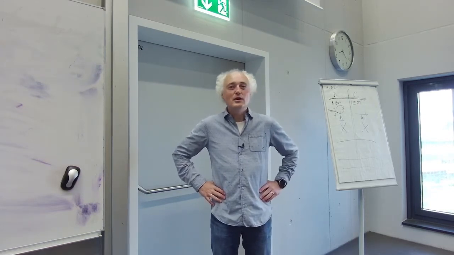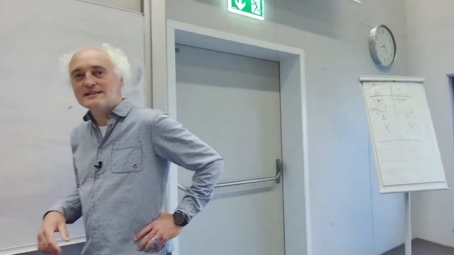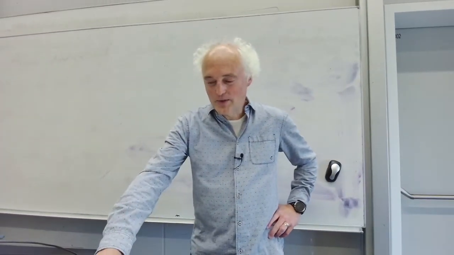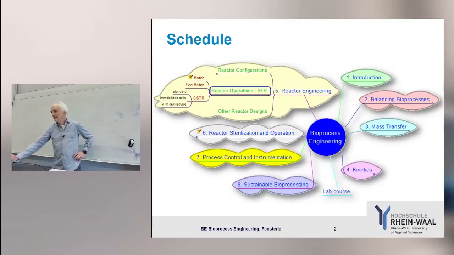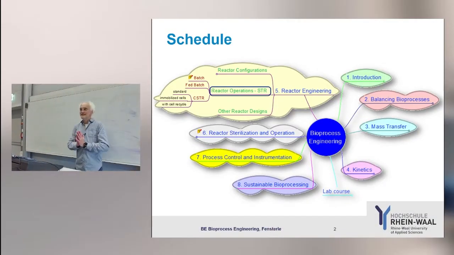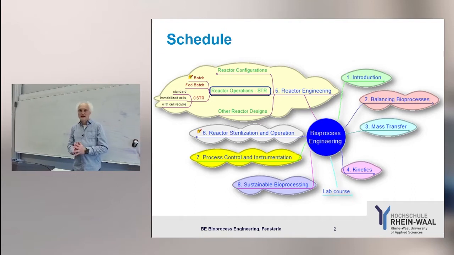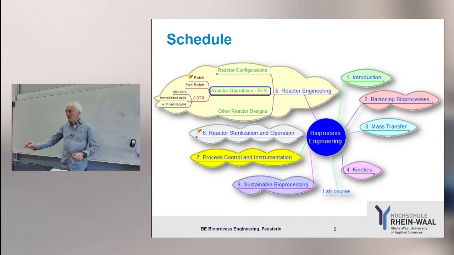So here we go. What we want to see is how this reactor operation stuff works, and then we look at stirred tank reactors, of course, and we look at the batch, fed batch, and the continuously stirred tank reactor, because that's what we also do in the lab course. And this should give you the theoretical background.